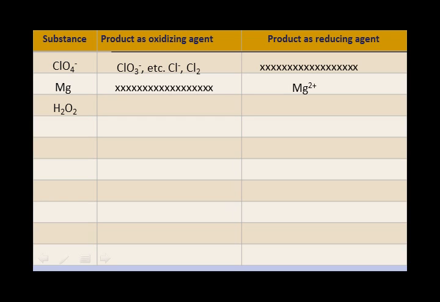Okay. How about hydrogen peroxide? Now here you have hydrogen peroxide, and oxygen has a -1 charge. Can it act as an oxidizing agent? Can it gain electrons? Oh yes, it can go to oxygen with a -2 charge in either water or hydroxide ion. Well, what about its product as a reducing agent? Can it lose electrons? Can the oxygen in peroxide, which is a -1, lose electrons? And the answer is sure. It can form O2. Are you getting the idea?